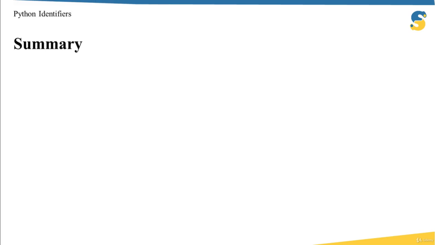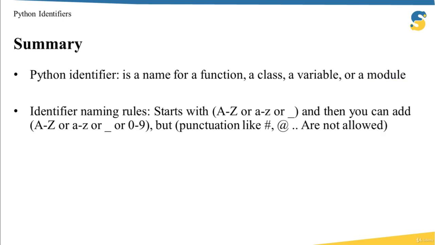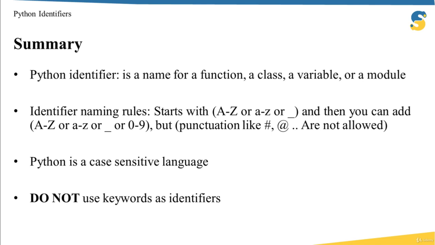Now let's recap what we have learned in this lecture. First of all, we have defined what a Python identifier is, and we said that it's a name for a function, a class, a variable, or a module. Also, the naming rules have been explained, and we found that the identifier should start with a capital letter A to Z, or a small letter a to z, or an underscore, and then you can add other letters or digits. Punctuation is not allowed to be used, and we also found that Python is a case-sensitive programming language. And I give you a big warning here: don't use keywords as identifiers.